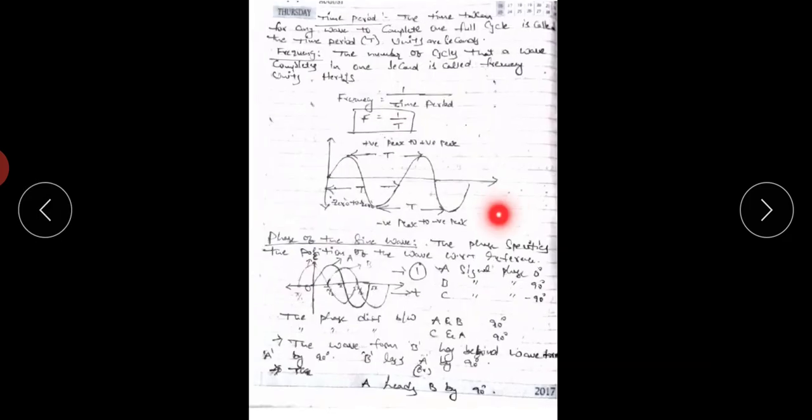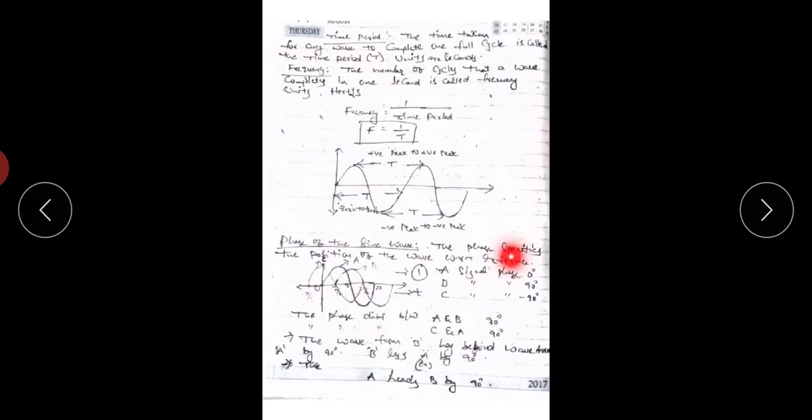So this is figure 1, and this is the figure's equation representation. First, A signal representation: Va equals Vm sin omega t. The A signal starts at omega t equals 0. Next one, B signal. The B signal starts after the A signal by an angle of 90 degrees. So B signal Vb equals Vm sin omega t minus pi by 2.